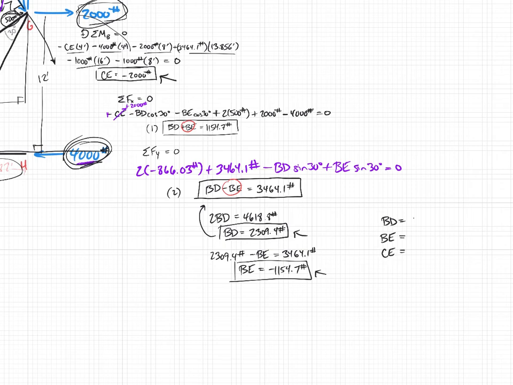Okay, so BD is 2.31 kips. BE is 1.15 kips. And CE is 2.00 kips. And these are in compression because they had negative signs, and this is tension because it had a positive sign. And I assumed everything was in tension.